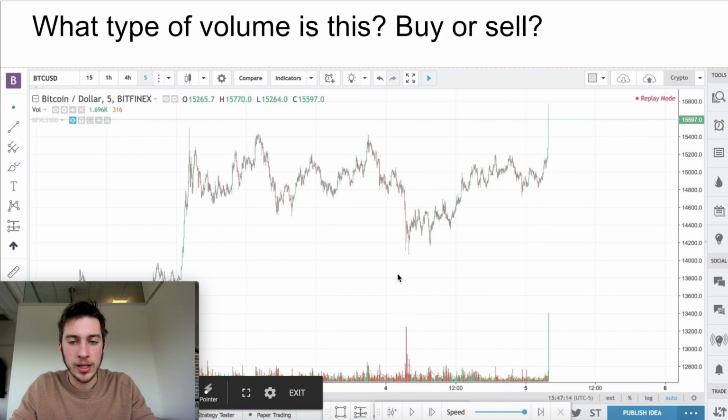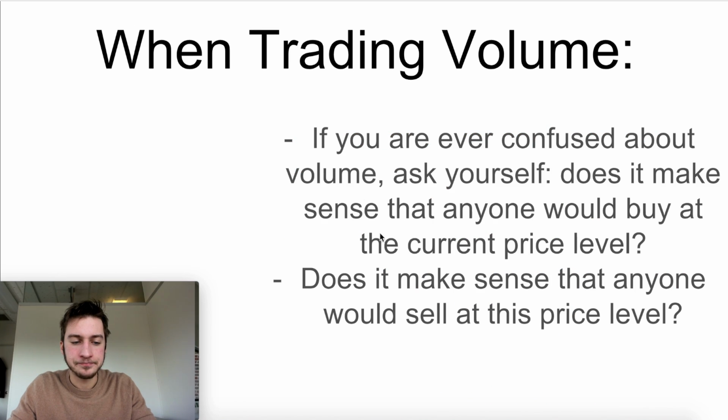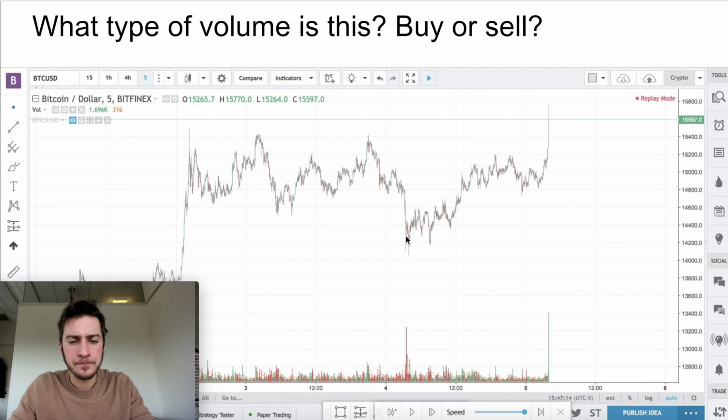All right. So again, this is going to really touch on the rule of thumb that I put here, so try to remember that. Again, my question is this: what type of volume is this, and would you buy or sell? And if you want a little bit of extra help, and the reason I put that rule of thumb in there, is ask yourself this simple question. Does it make sense that anyone would want to buy at this price level? Does it make sense that anyone would want to sell at this price level?